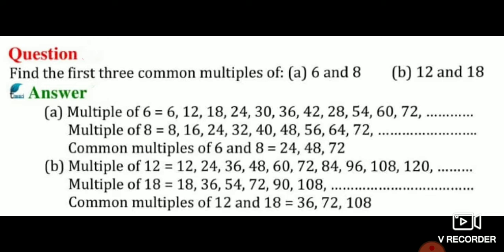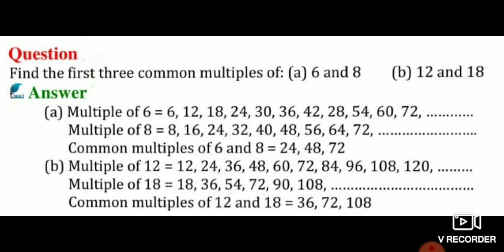The common multiples of 6 and 8 are 24, 48 and 72. These are the first 3 common multiples of 6 and 8: 24, 48 and 72.